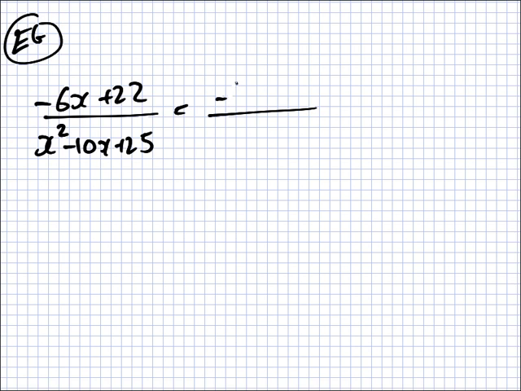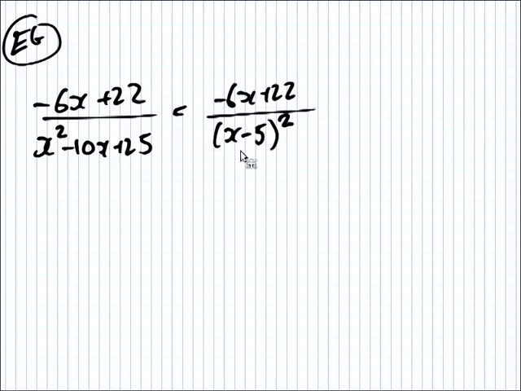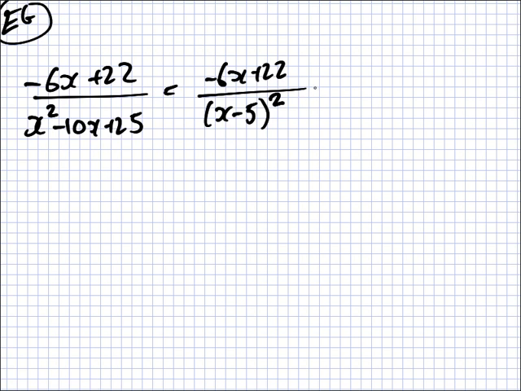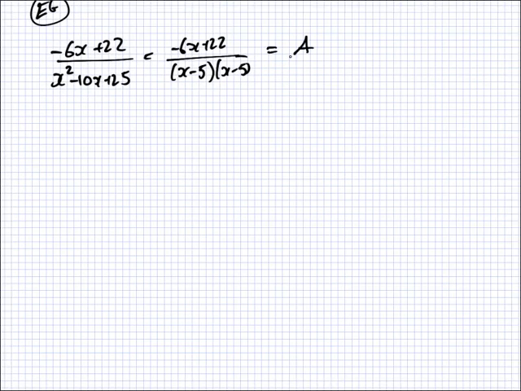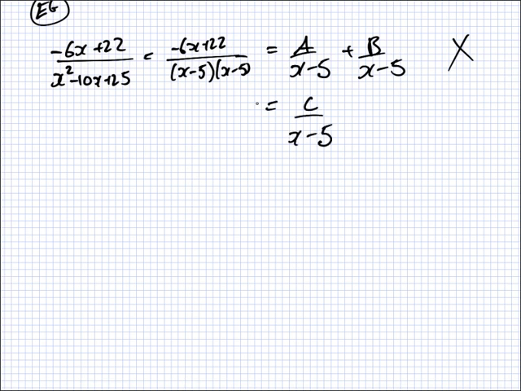What are the factors here? 25, so 5 and 5. You can't use cover up, and there's another problem. It's x minus 5, x minus 5. You might say the first one is A over x minus 5 and the second one is B over x minus 5, but that's wrong, because you can write this as C over x minus 5, and no way could that be the same as the original. It's not possible. So this is wrong.